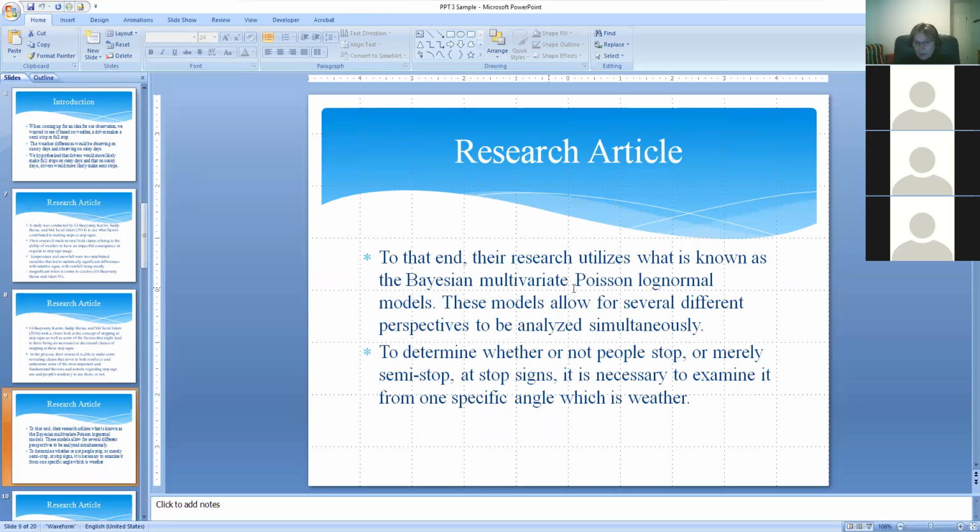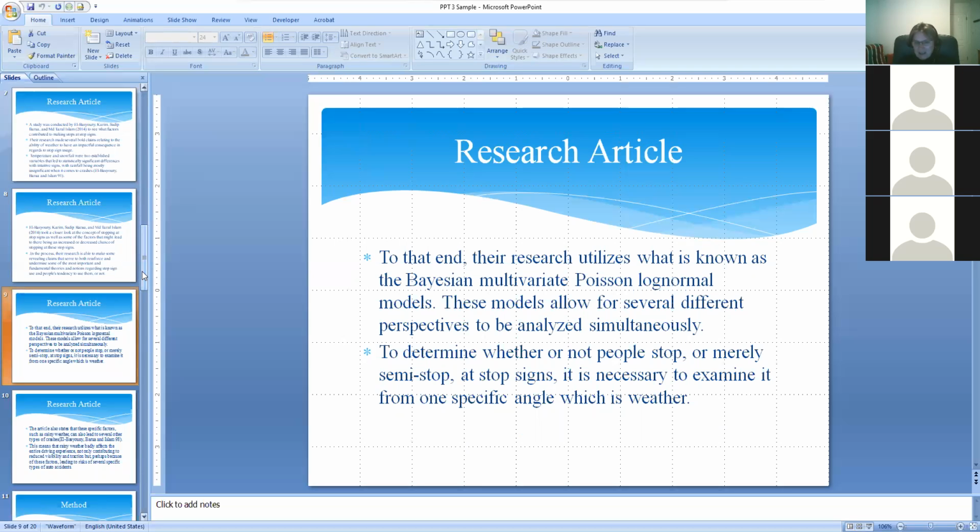Now they have Bayesian multivariate Poisson normal models. I have to warn you, when I see stuff like that, I may stop you and ask you what that is. So don't put anything on the slides with which you're not comfortable. So if you don't know what Poisson log normal model is, don't do it. Because this is your presentation, you cannot lift stuff from the research article. We don't need the statistics.